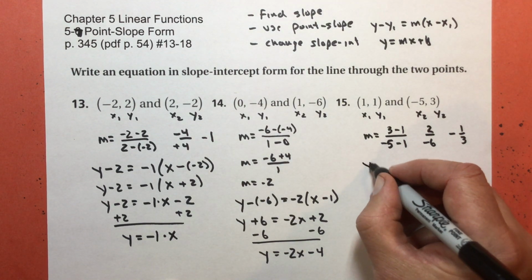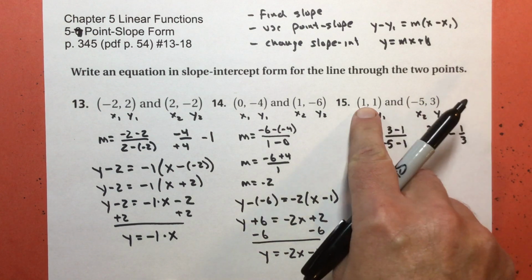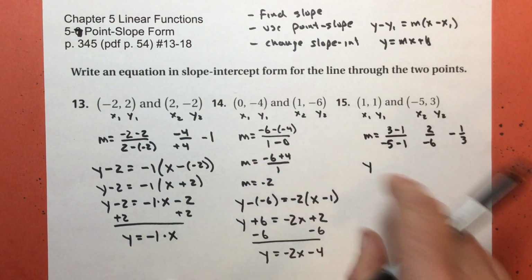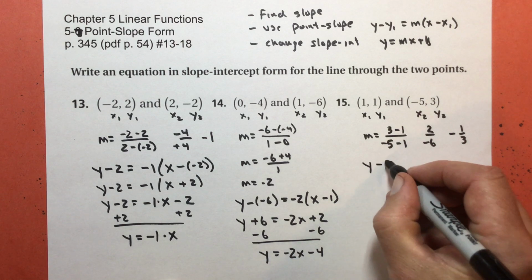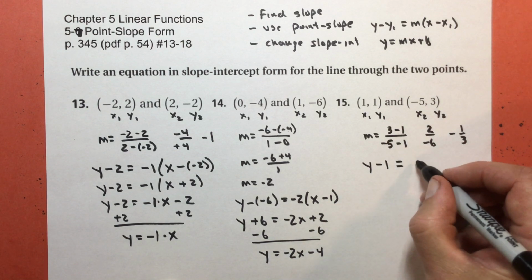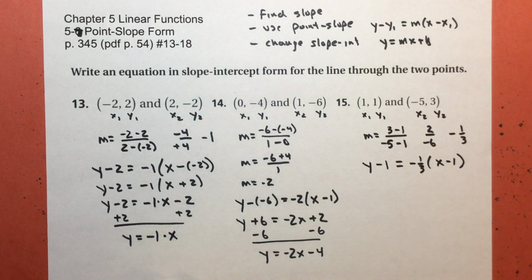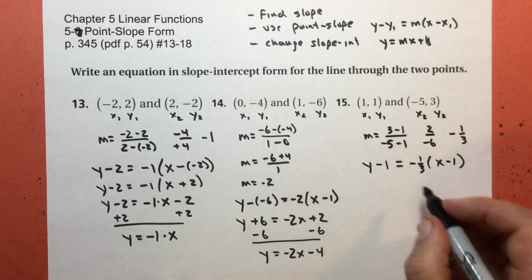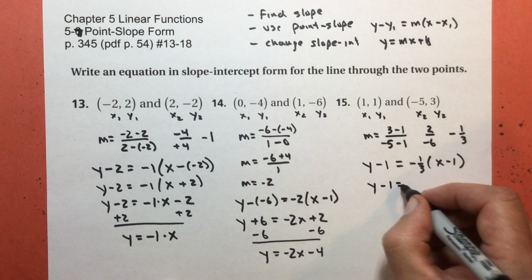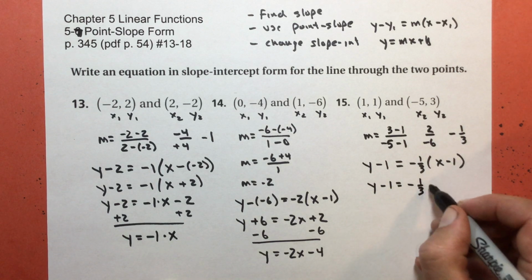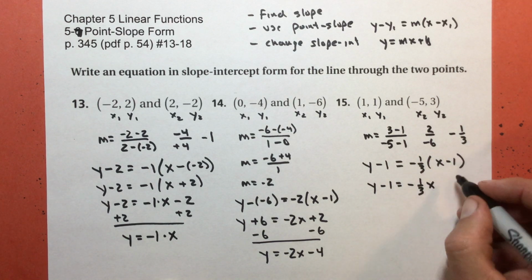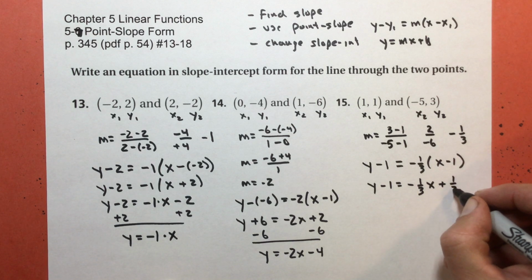Point slope form, y. I'm going to use 1, 1 because they're both positive, so I don't have to do that opposite. So I'm going to do y minus 1 equals negative 1/3 times x minus 1. Y minus 1 equals negative 1/3 x. Negative 1/3 times negative 1 is positive 1/3.